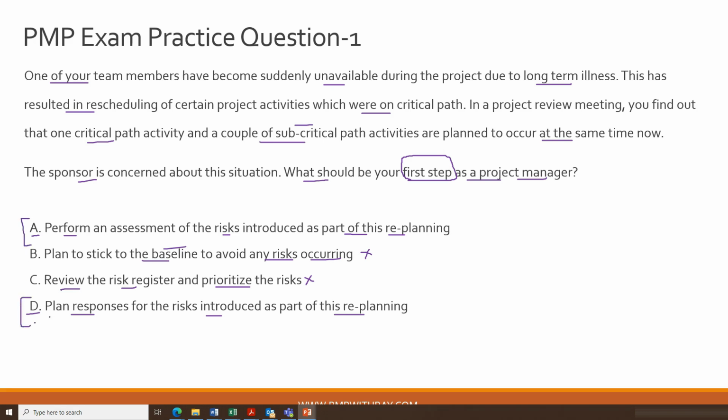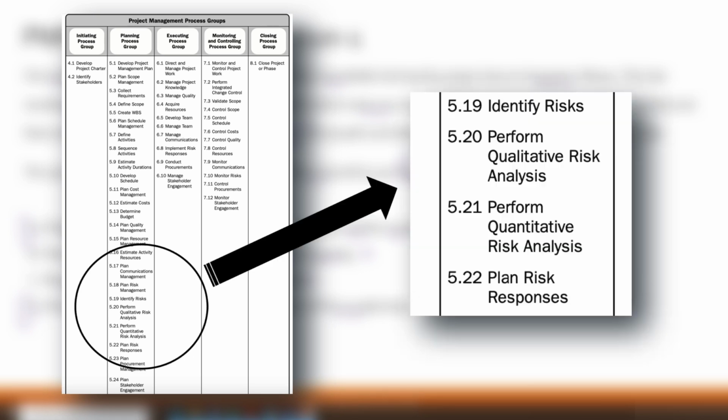Okay, now for that you need to refer to this table of the 49 processes of PMBOK, which is a part of your process group practice guide as well. And in this table, if you look at this section of the risk response planning, what is the first step? The first step is identifying the risk. Okay, next is to perform a qualitative risk assessment, and then it is to perform a quantitative risk assessment.